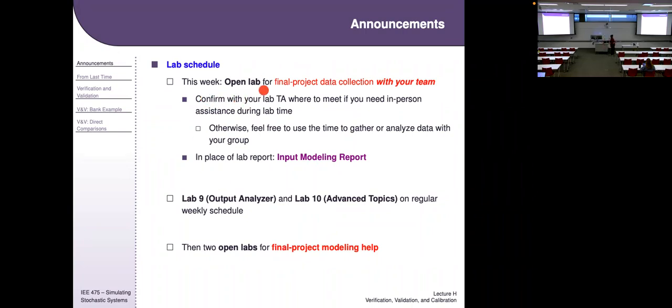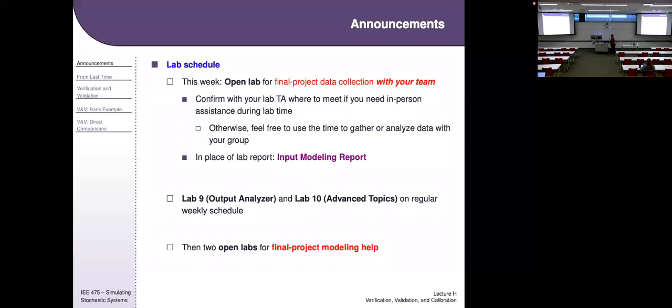If you would like in-person assistance during the lab time, then confirm with your lab TA Shin if he'll be available. Otherwise, you don't have to come to lab for that time. And you can gather data anytime. I just wanted to make sure you didn't have a lab to worry about this week while you're worried about this input modeling report.